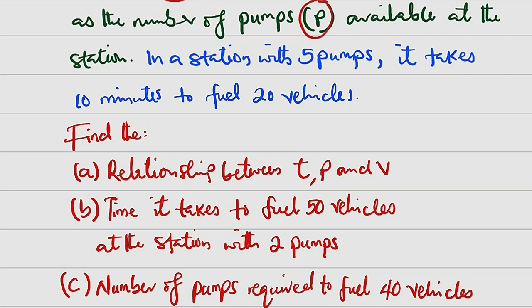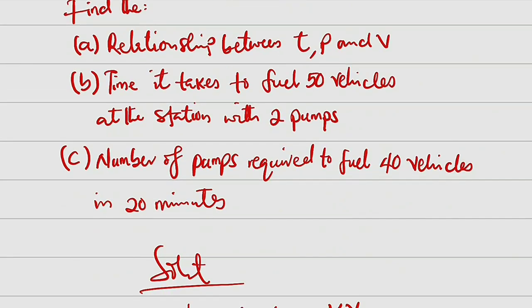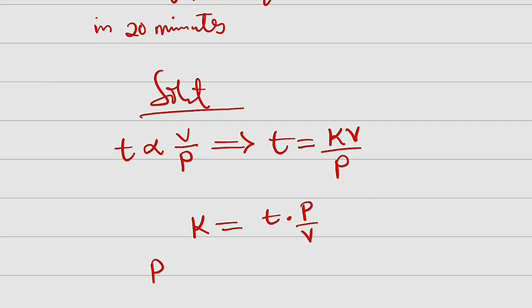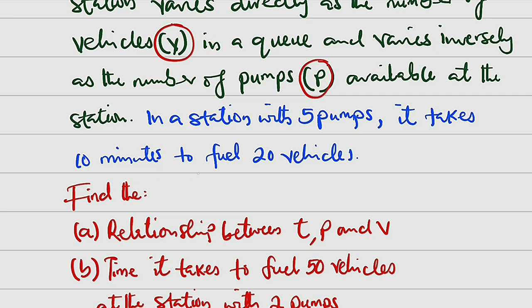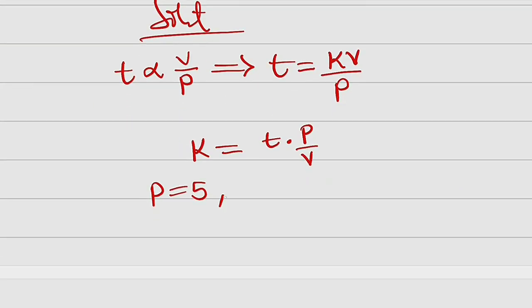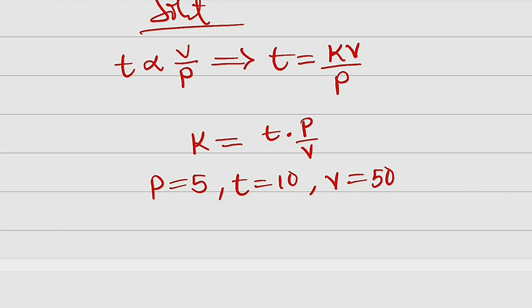Alright, remember the question stated that in a station with 5 pumps, meaning P is equal to 5. So let me write it here. P is equal to 5. Then what? It takes 10 minutes to fuel 20 vehicles. T is 10 and V is 20. Let me confirm. No, 20, sorry. So this should be 20, not 50.